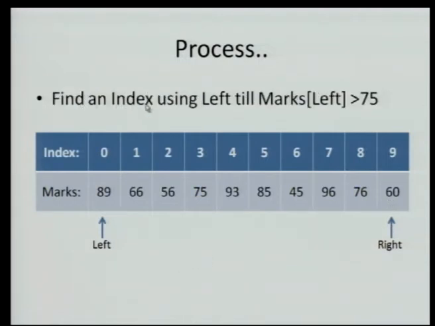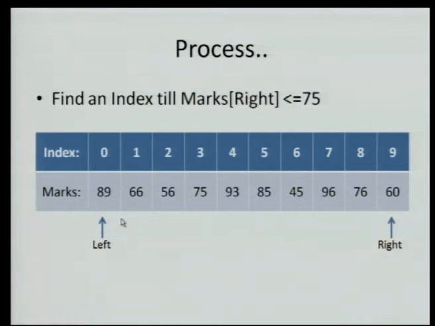We want to find an index using left, till marks[left] is greater than 75. All those values which are less than 75, we want to bring towards the left, and all those values which are greater, we want to bring towards the right. So if something is greater than 75, we should immediately stop, because it should be put somewhere later in the array. As we started, luckily for us, at index 0 itself we found a value which is greater than 75, so left started pointing to this particular value.